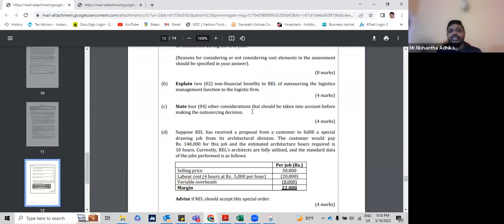Then step 4, the considerations that should be taken into account before making an outsourcing decision. If you're going to outsource, you have to look at whether it is a core activity or not. Generally, we will outsource non-core activities. Number 2, how sensitive is the business operation. For sensitive activities, sensitive information will not be passed to a third party. Then cultural impact.